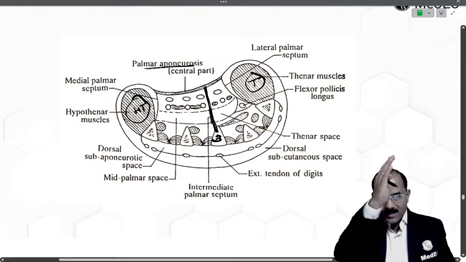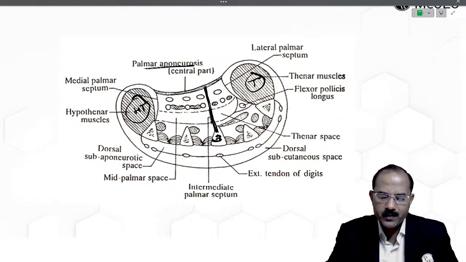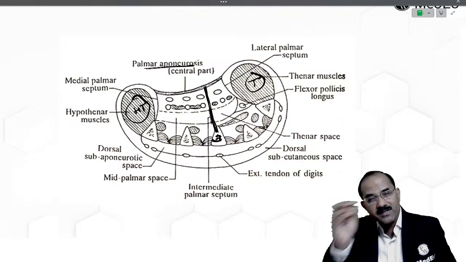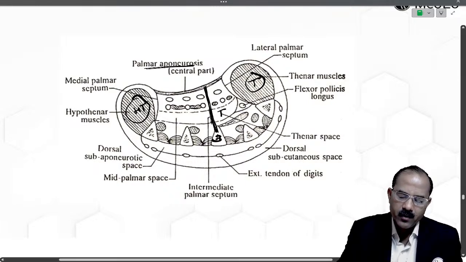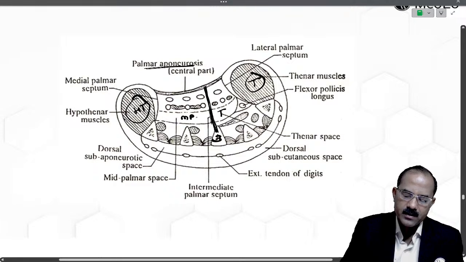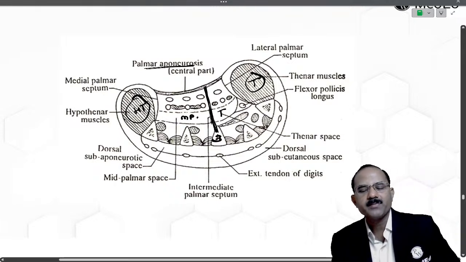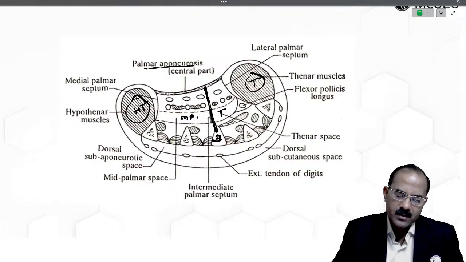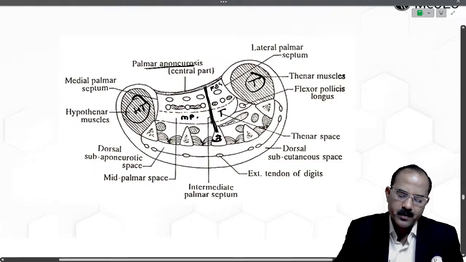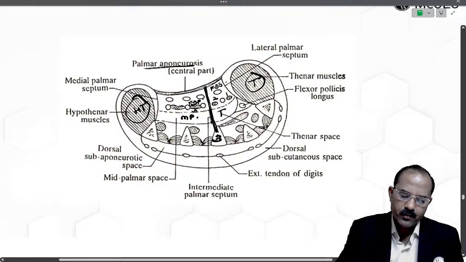This septum drawn from the palmar aponeurosis to the third metacarpal bone divides the spaces in the hand into two parts. One is what we call the thenar space, and this is what we call the mid-palmar space. A thenar space and a mid-palmar space. What are these? These are the flexor digitorum superficialis tendons. These are the tendons of flexor digitorum profundus. These are the lumbricals, 1, 2, 3 and 4 lumbricals.